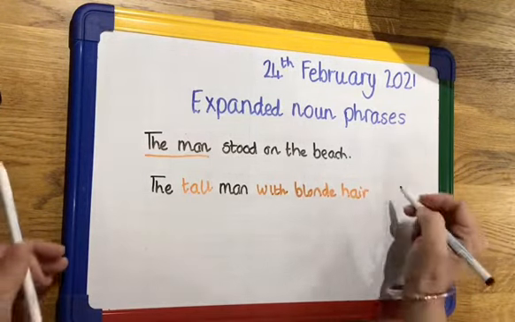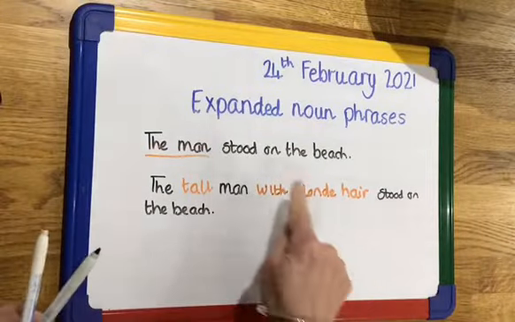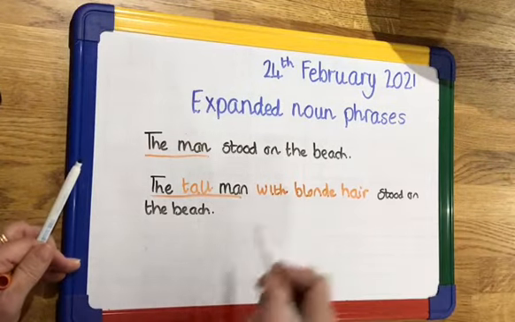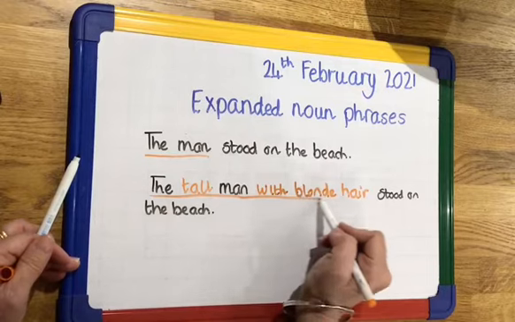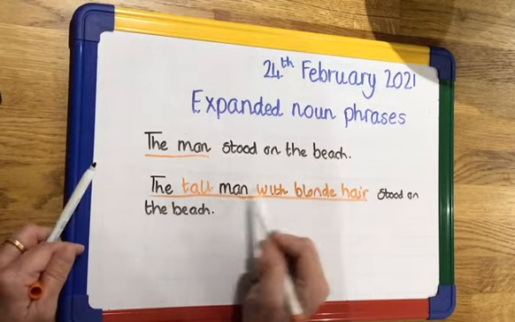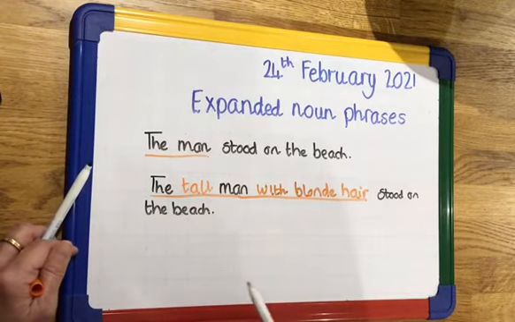Stood on the beach. Now, my prepositional phrase goes straight after the noun that I'm describing and the adjective goes in front of it. So there's my adjective, it goes in front of the noun I'm describing. The prepositional phrase goes straight after the noun that I'm describing.